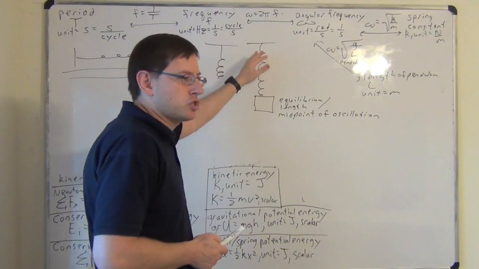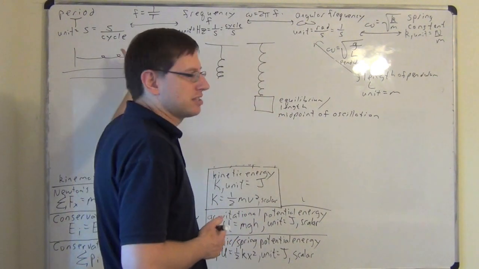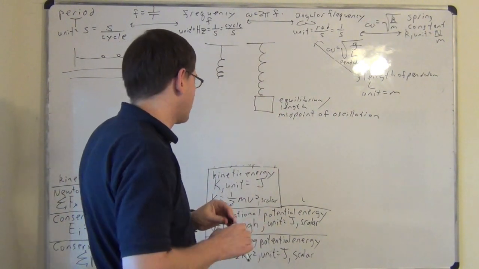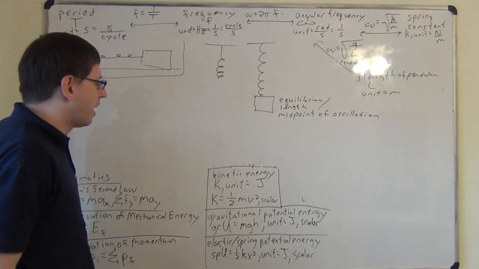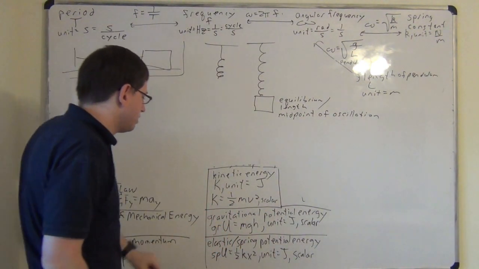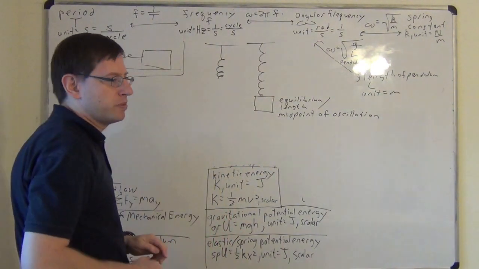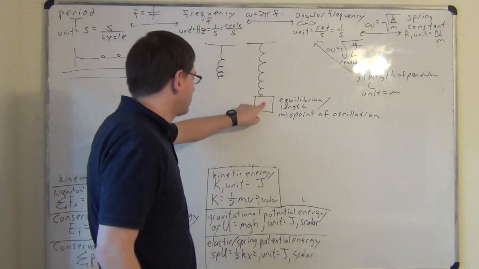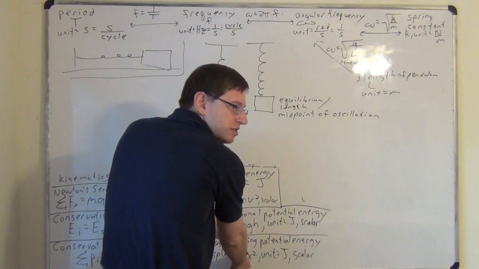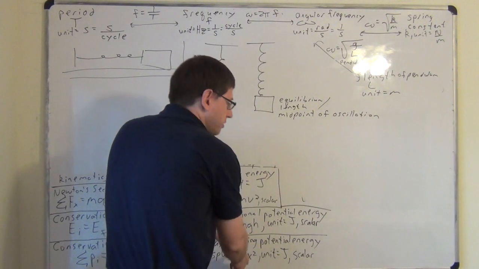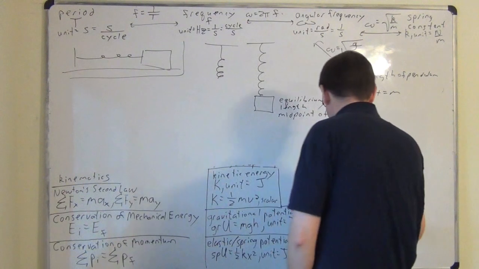But fortunately there's a trick that makes these just about as easy as the horizontal springs. We just need to learn the trick. So a naive student would think that they needed to use this term and this term. But fortunately the physicists came up with a trick. They figured out that for a vertical spring, we can combine these into a single formula.